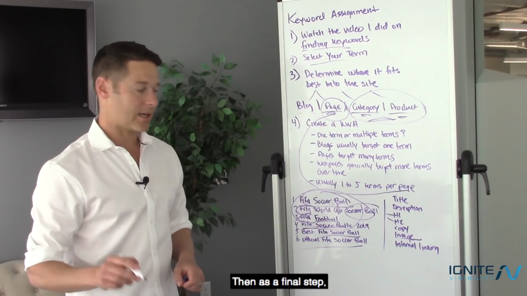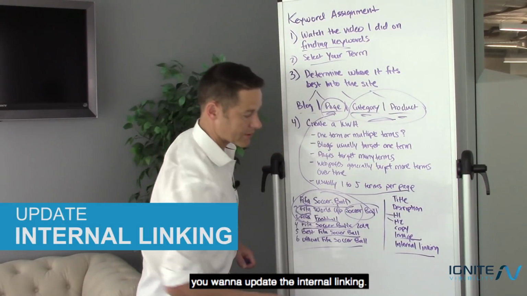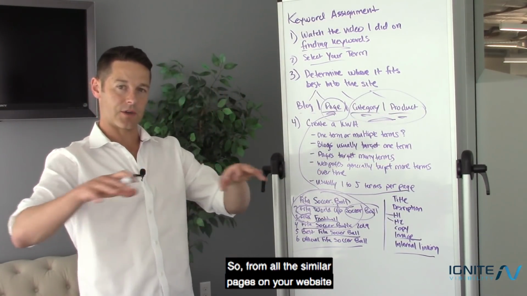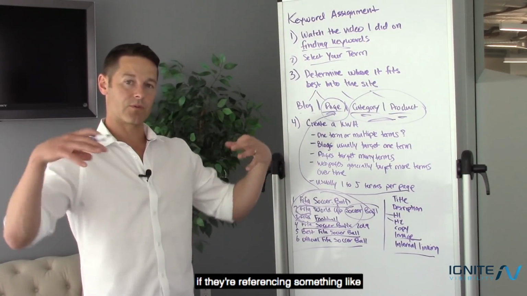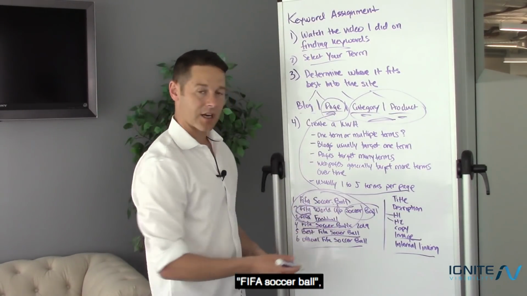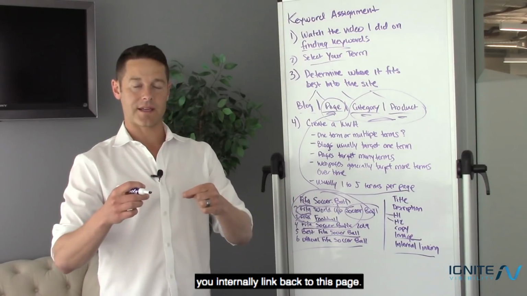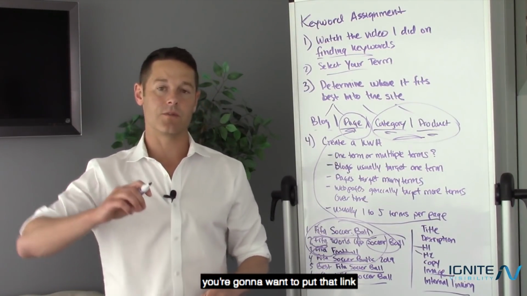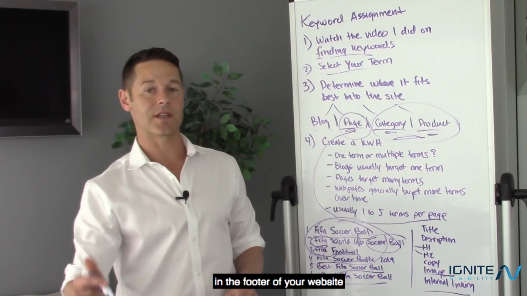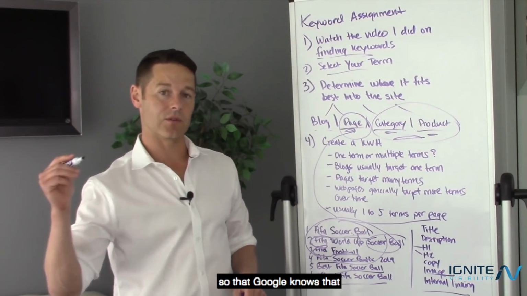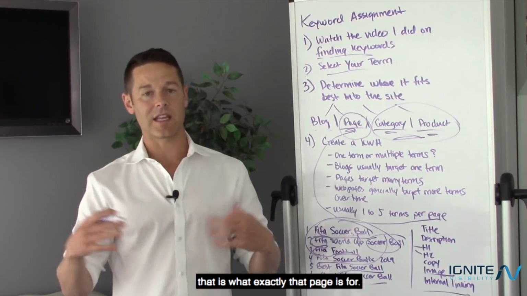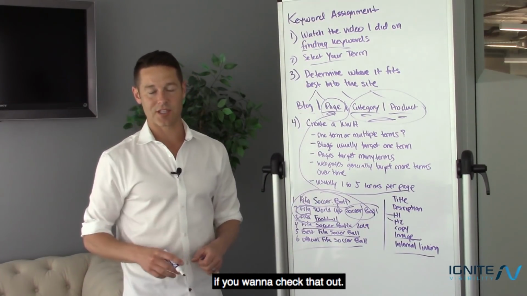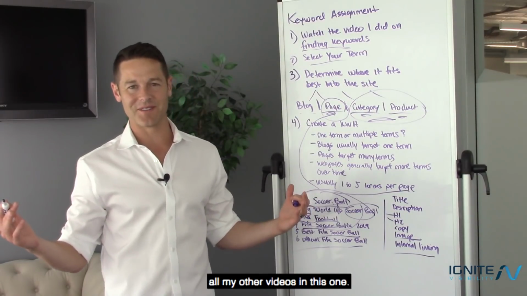And as a final step, you want to update the internal linking. So from all the similar pages on your website on the same level, if they're referencing something like a FIFA soccer ball, you internally link back to this page. Also, if it's a really important page on your site, you're going to want to put that link in the footer of your website to FIFA soccer ball so that Google knows exactly what that page is for. Great video on internal linking on the YouTube channel if you want to check that out. For some reason, I'm shouting out all my other videos in this one.